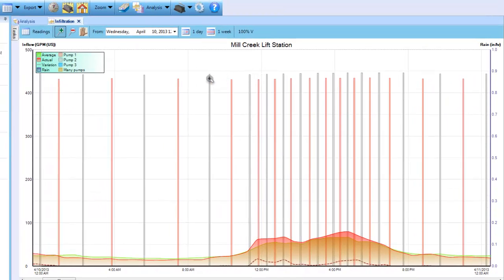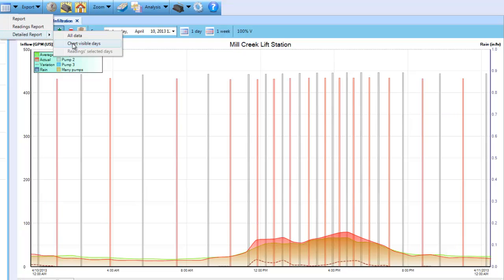Oh, before I end this, if you want to do a report on this, all you have to do is go to the report button. You can look at the report as you see it. It's just a graphical report. You can do a readings report with just the digital information, or a detailed report which combines both, and I'm going to show you that. And I'm going to look at, instead of all the data, which is the entire time frame of this flow study, just the visible days for you to look at.